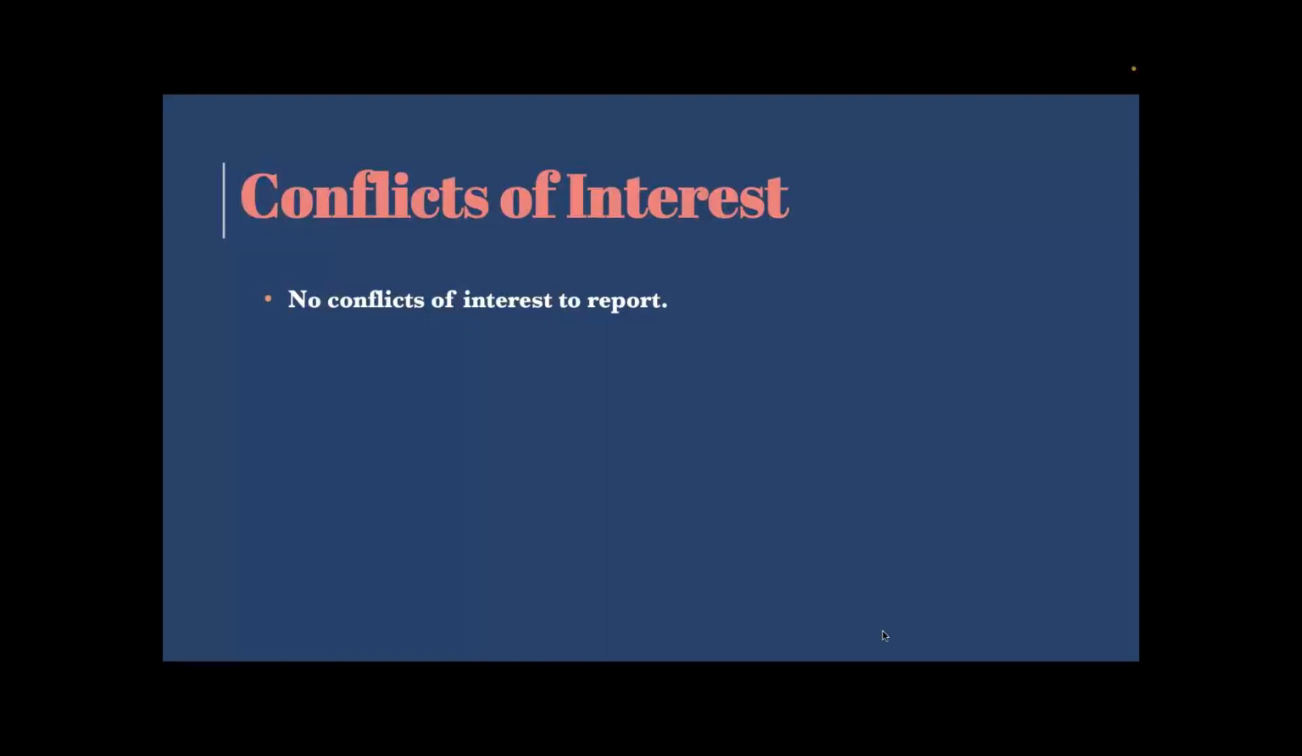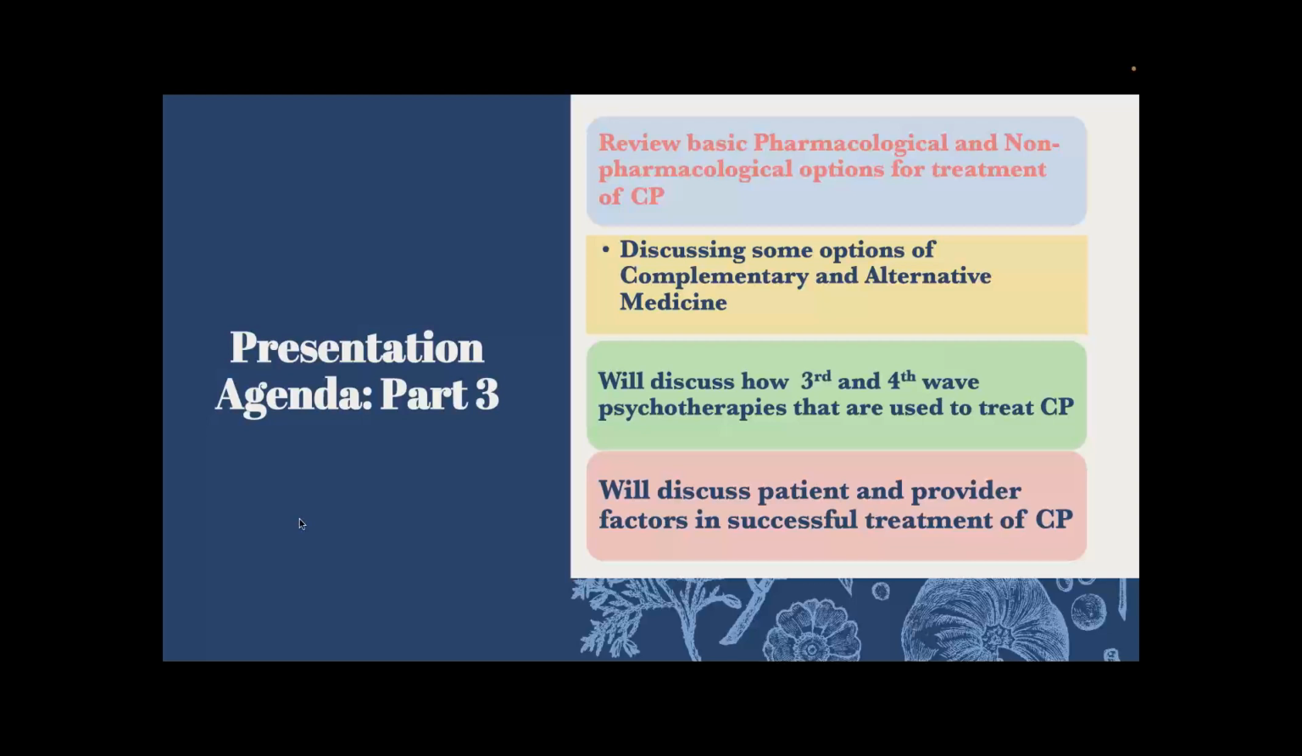What we're going to look at today, a brief agenda: we're going to briefly look at pharmacological and non-pharmacological options for treatment, including some of those options of complementary and alternative medicine. We're also going to talk a little bit about opioids, benzodiazepines, and psychopharmacological interventions for chronic pain. But we're going to spend a bulk of the time discussing how those third and fourth wave psychotherapies can be used in the treatment of chronic pain. And then we will also discuss what enhances patient and provider factors in successful treatment of chronic pain: what helps create the most successful relationships and also really promotes self-efficacy for the patient.